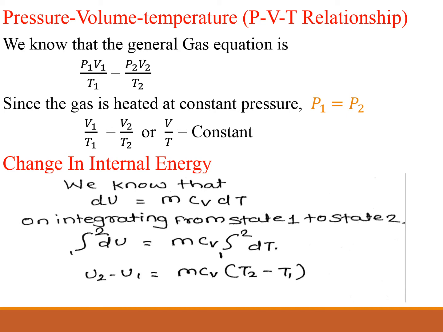Second, change in internal energy. We know that the change in internal energy is equal to m Cv dT. So integrating from state 1 to state 2, we get U2 minus U1 is equal to m Cv (T2 minus T1).